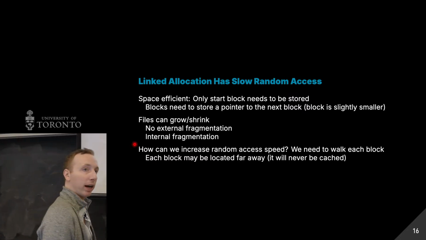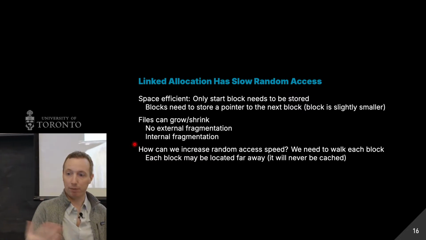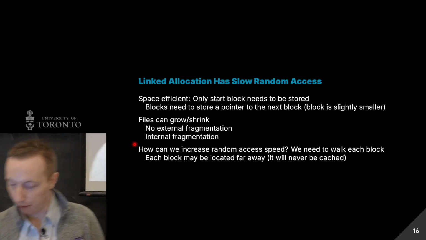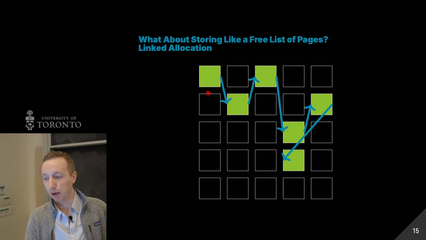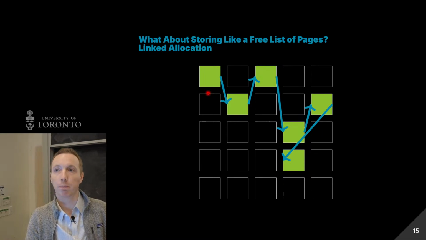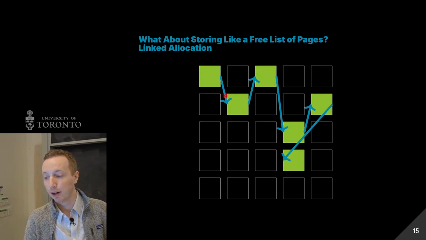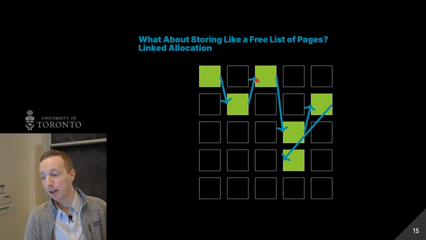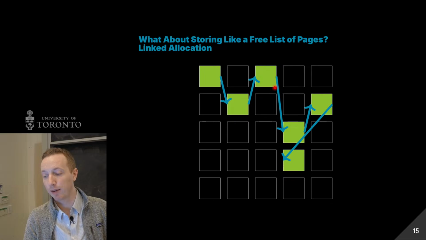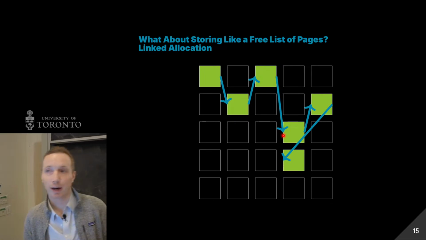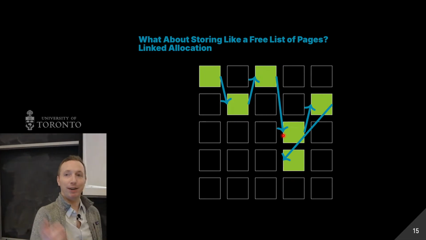So remember, SSDs access a page at a time. So if I wanted to access, I don't know, the third block of the green file, I would have to read in this whole page to read just this next pointer, then read in this whole page to read just this next pointer, then read this whole page just to read this next pointer. So how would I make this a lot faster?